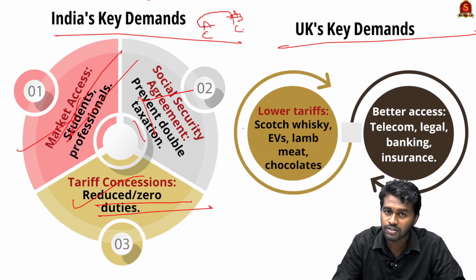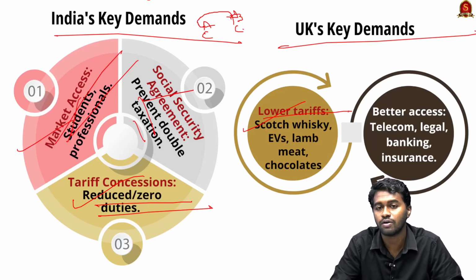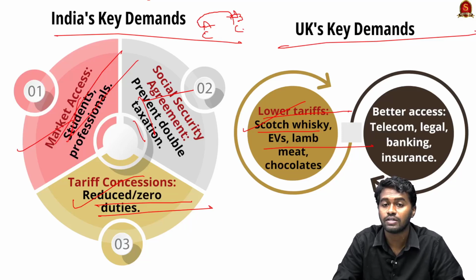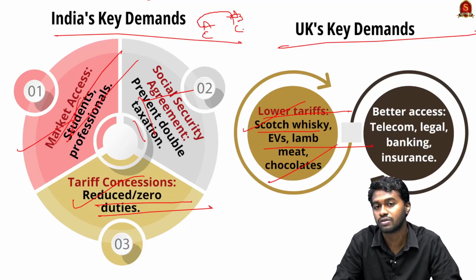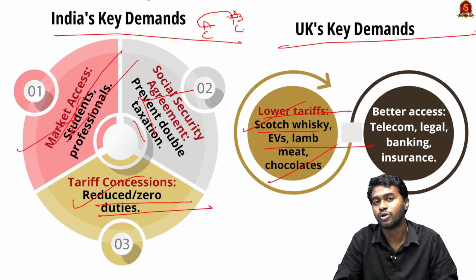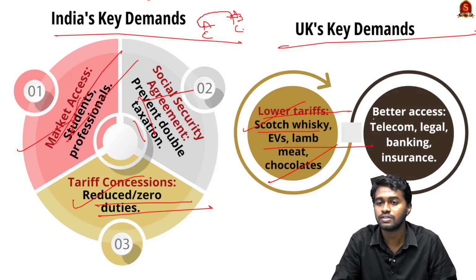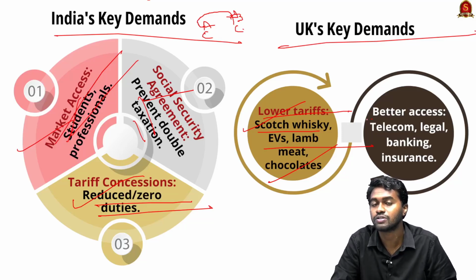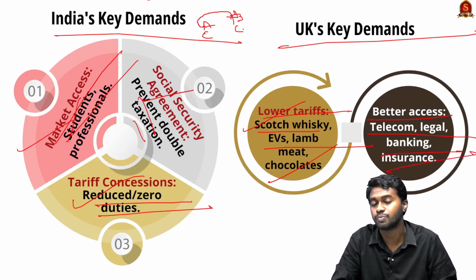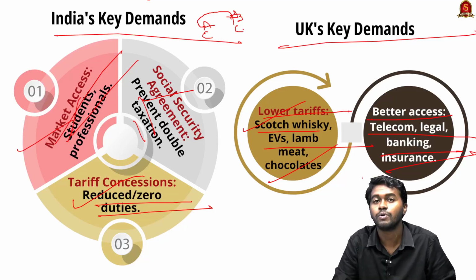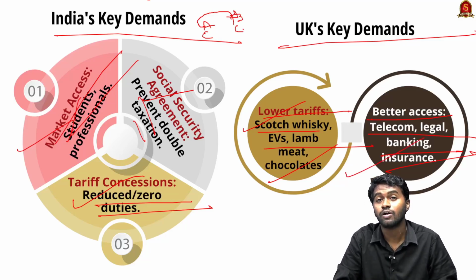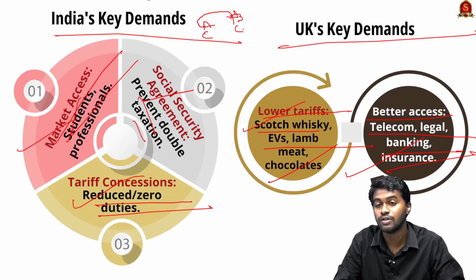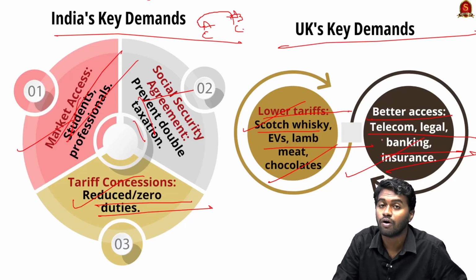And what are the key demands of the UK? On the other side, the first is lower tariffs, that is, reducing the tariff on scotch whiskey and other beverages, electric vehicles, meat, and chocolates. These are flourishing industries in the Western nations, so they are seeking a lower import duty on these sectors. Britain is also seeking to enhance relationships in the fields of telecom, legal, banking, and insurance, because India is known for providing better cooperation and service in the tertiary sector. That is why Britain is also seeking better cooperation in the service sector with India.